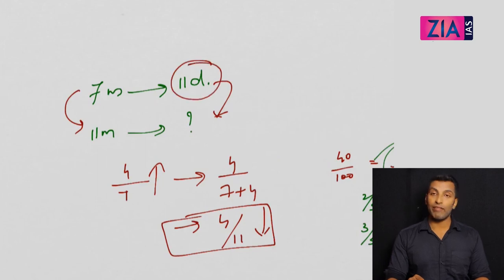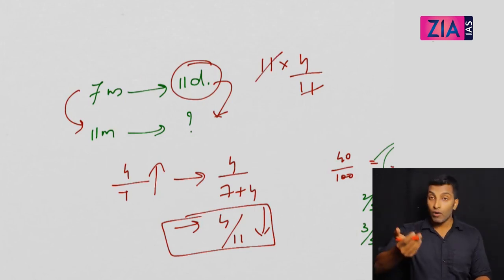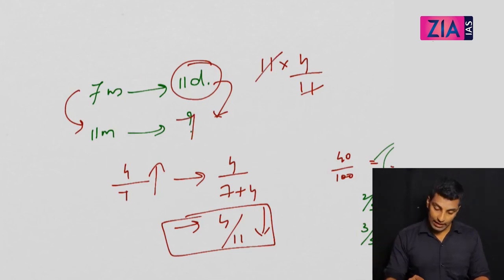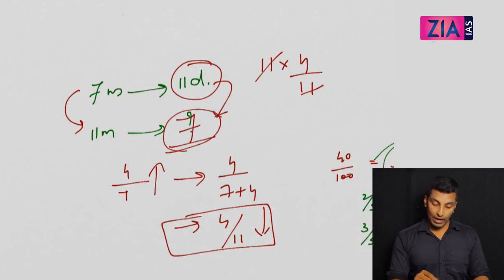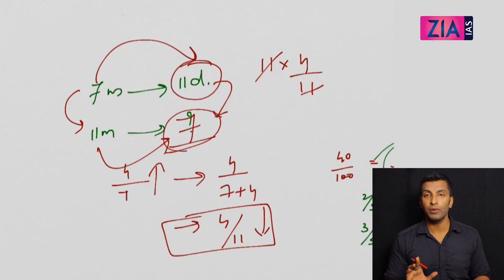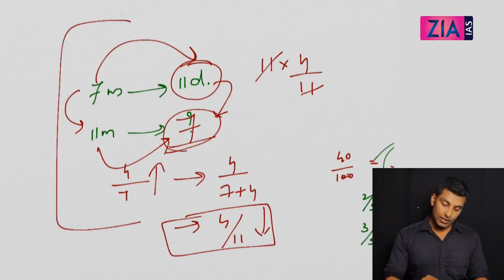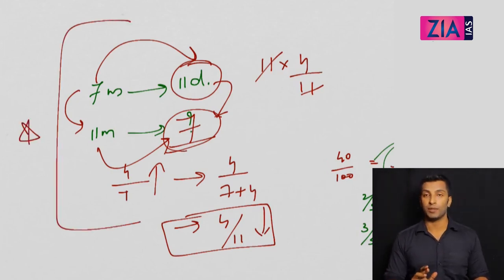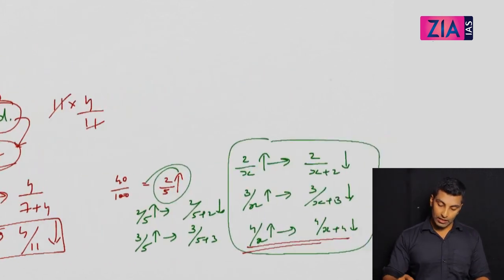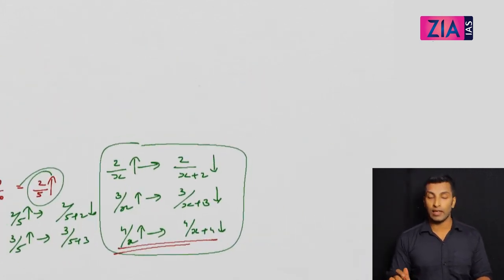So earlier it was 11 days. What is 4 by 11 of 11? 11 into 4 by 11. That is 4. So what will you write here? 4 reduction. That means 7. Now you will take 7 days. So 7 men take 11 days, 11 men take 7 days. This may be easy for you, but I discussed it just to make you clear about the concept. Otherwise this question is very, very simple. So I hope this concept, the product constancy rule, is clear for you.